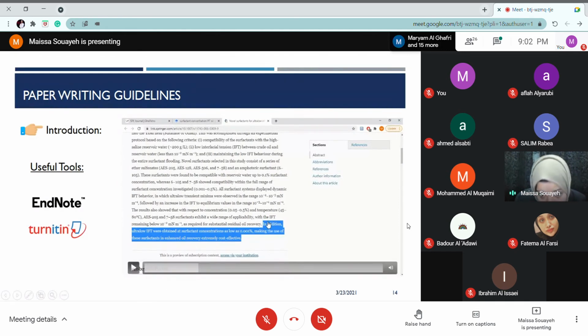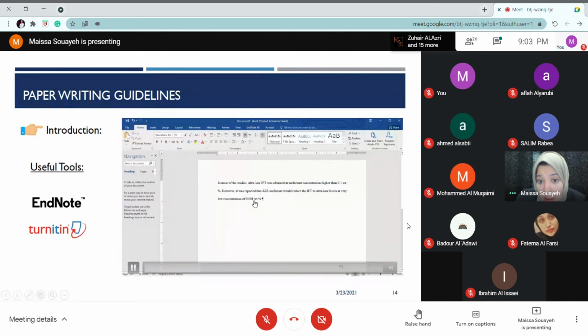So this sentence, okay, I liked it. It says, "In addition, ultra-low IFT were obtained at surfactant concentration as low as 0.001%, making the use of this surfactant for enhanced oil recovery extremely cost-effective." Okay, I want to use this one in my literature. I want to report that I got this ultra-low IFT at this very low concentration. What I did, I rewrote the whole thing in a way that it's continuous.